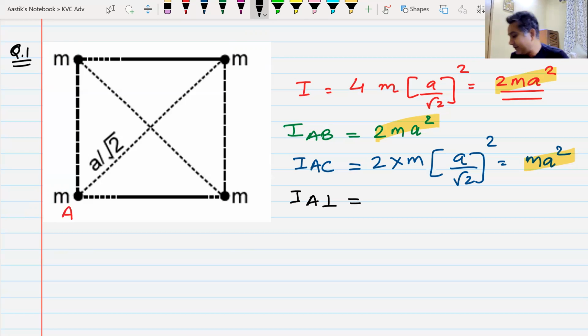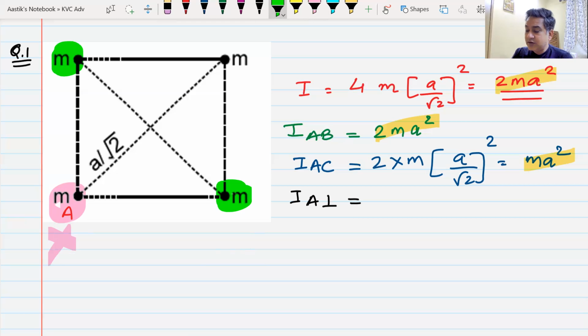4ma square. Well, how do you get this 4ma square? Passing through A, moment of inertia of this block is gone. The moment of inertia of this block is ma square. The moment of inertia of this block is ma square. So ma square plus ma square becomes 2ma square. Do we understand this?